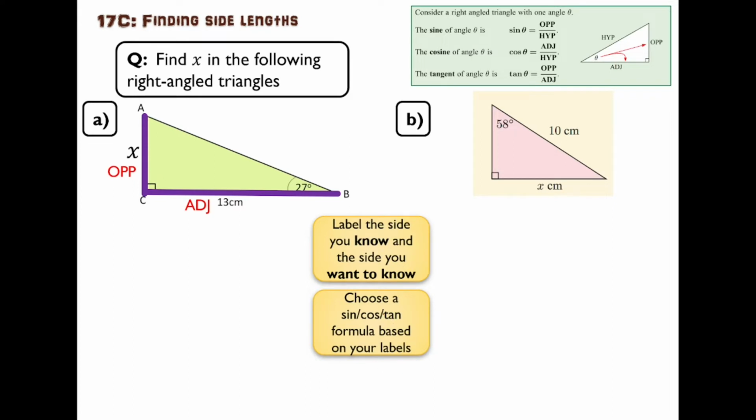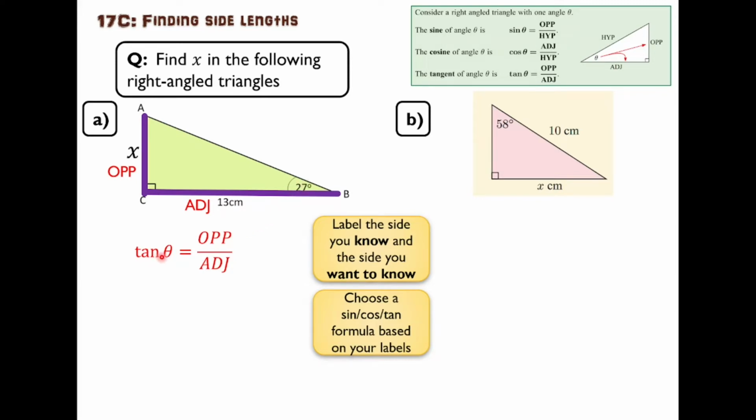Now we can choose a formula based on our labels. Our labels have opposite and adjacent. So that's opposite and hypotenuse, no good. That one's adjacent and hypotenuse, no good. Aha, this one. This one links the thing that we know with the thing that we want to know. So we'll get a good equation out of this. Tan theta equals opposite over adjacent. Copy down the formula exactly as you see it, because then in the next line, we can start replacing.